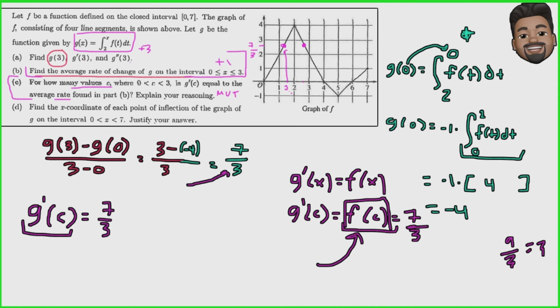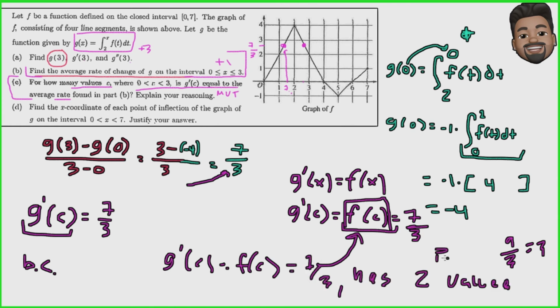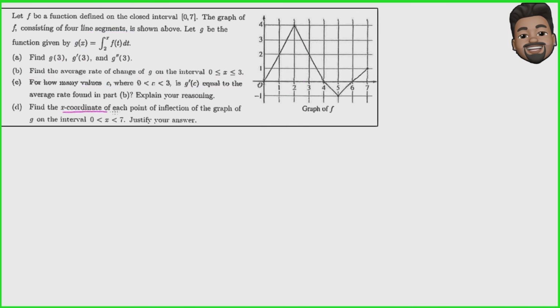Now we can write down in our problem that there are 2 values of C in this interval where G prime of C equals 7 over 3, because G prime of C equals f of C equals 7 over 3 has 2 potential values, and that is our justification.